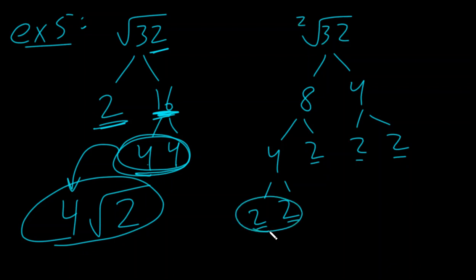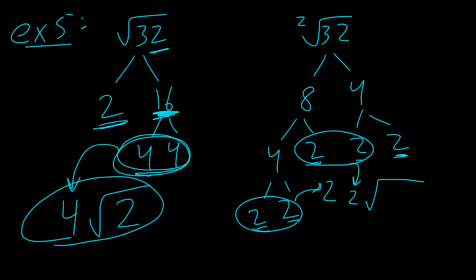So I could circle this pair. I could circle this pair, but what about this 2? Does he have a friend that we can circle him with? No. And so what we'll do is we'll write our radical, and of course, this 2 can go right there, and this 2 can go right here. Both sets get to escape, but the question is, how do you think we should put them back together?